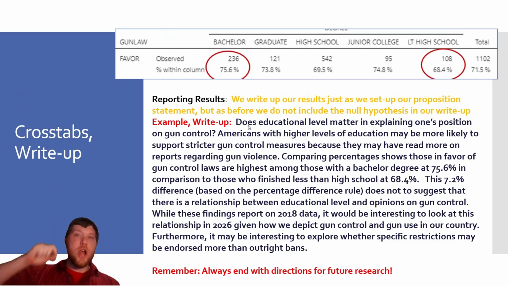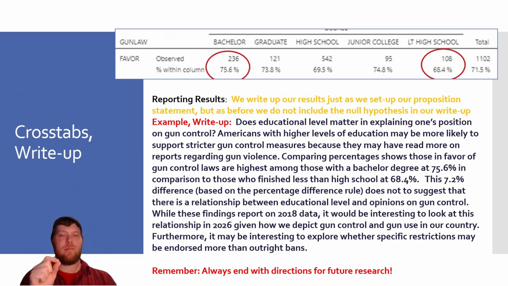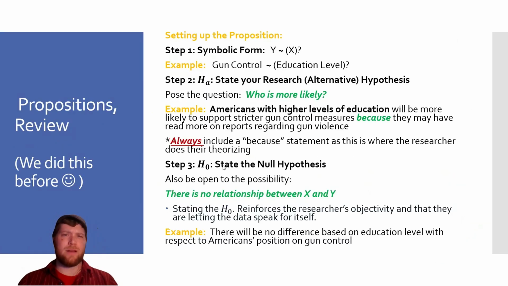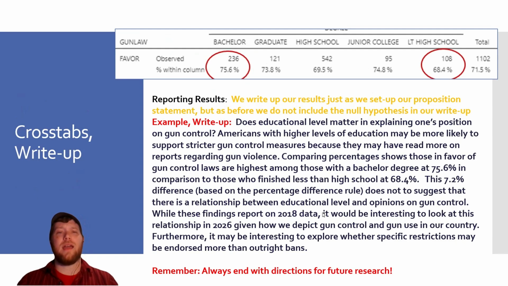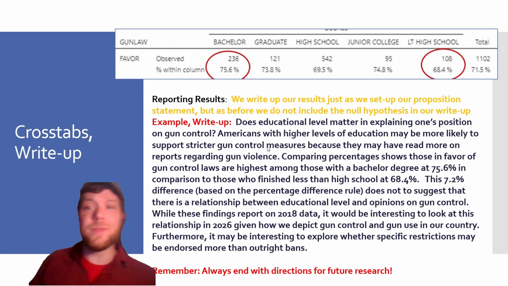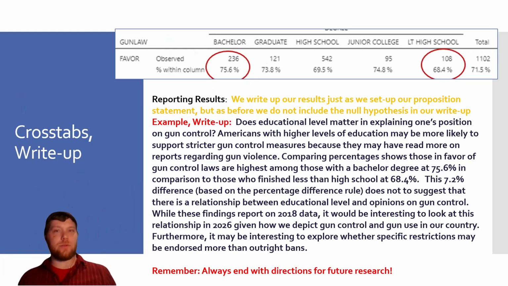First part, and note what I'm doing here. This is also in the rules of writing, but note that what I basically did was take all these pieces, with the exception of the last couple sentences, and already wrote about them. I took that question of whether they're related to each other, and I already talked about the differences when I examined that from a percent difference rule perspective. So does education level matter in explaining one's position on gun control?